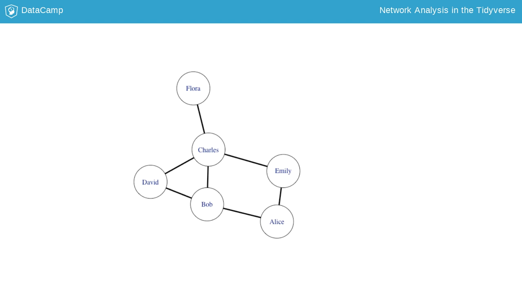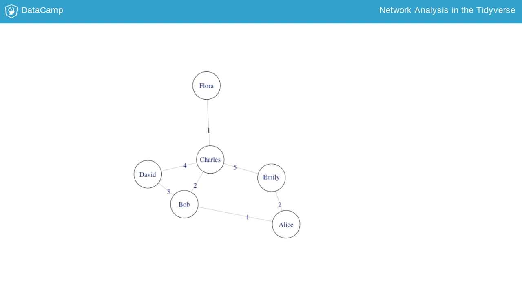This is an undirected network with 6 nodes and 7 undirected ties. In an undirected network, ties don't have a particular direction. Facebook networks are undirected, since friendship is a mutual relationship. Here, Emily and Alice are friends, but also Alice and Bob are friends, but Emily and Bob are not friends.